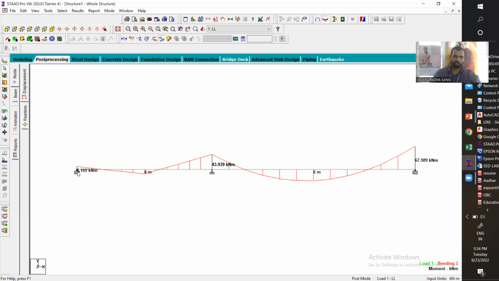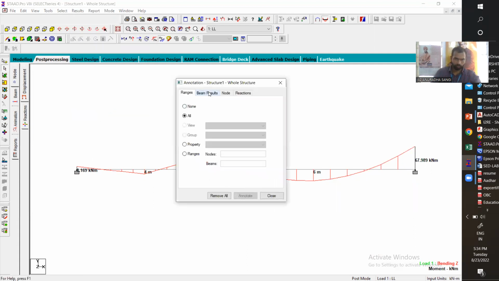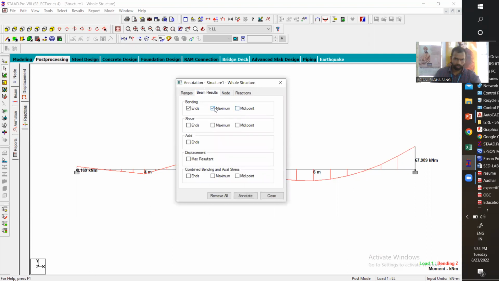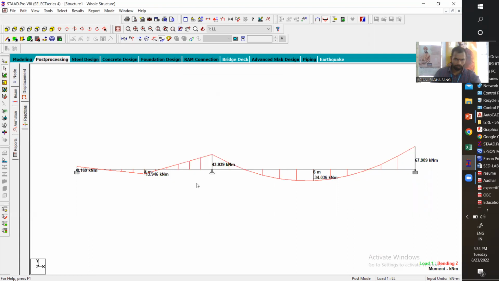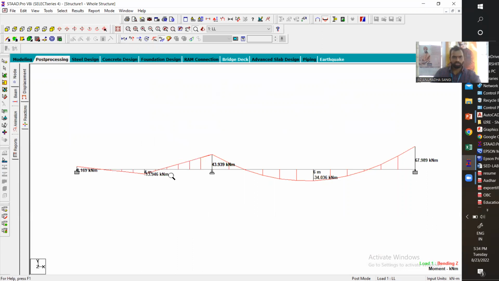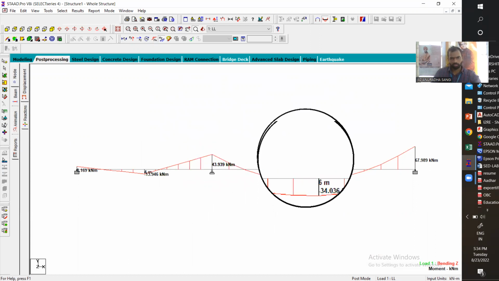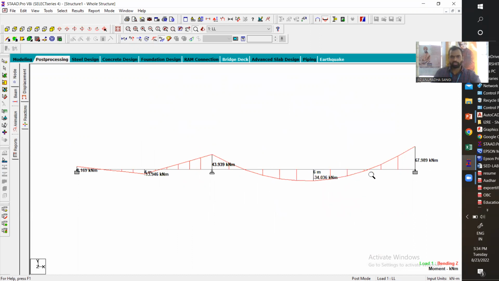Here the net value is 8.169. Here 43.9. You can see the other values also. Here we are getting 13.946. Here 43.939. Here 34.036. Here 67.989. So these are the net bending moment diagram values.